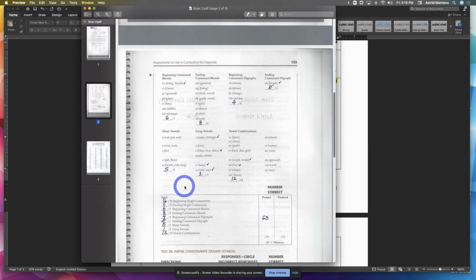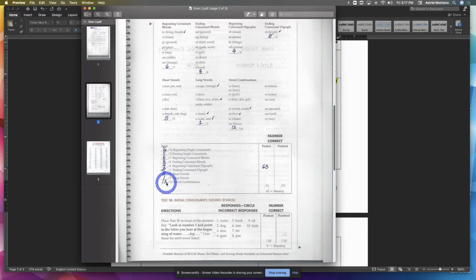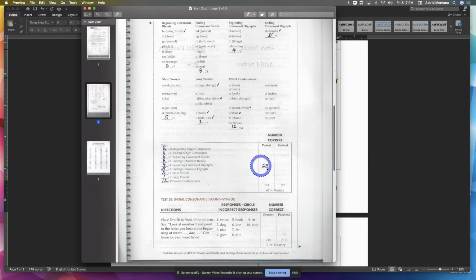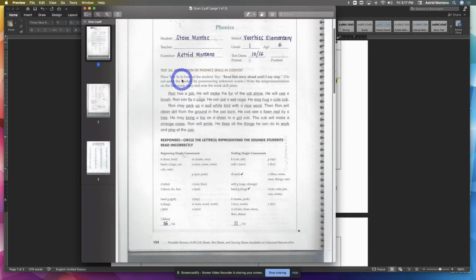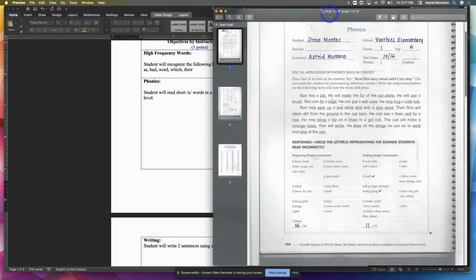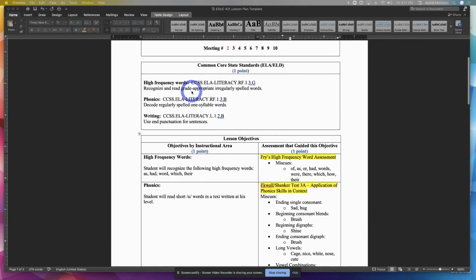I'm realizing, okay, he's having a hard time with this section. How do I know that? Because when I put my totals here and I added up, I noticed that he's at a 63 and a 65 is mastery. So he has not mastered this application of phonics skills. Okay, so I'm going to practice that. I identified what he missed. I wrote my objective, and I'm going to make sure that my standard matches that objective.